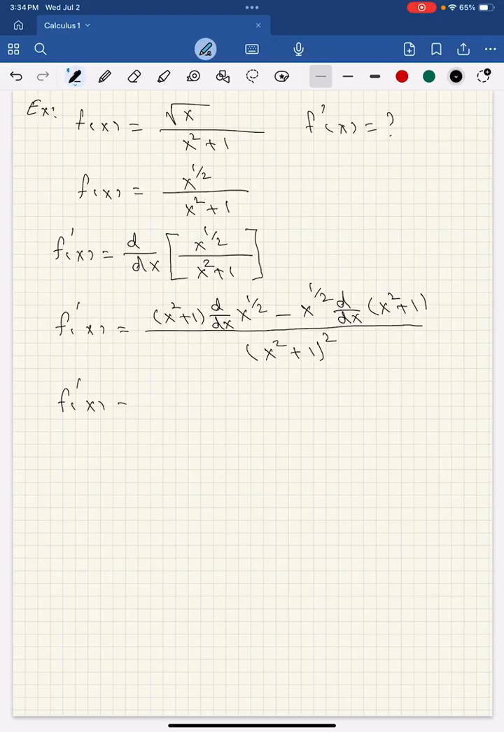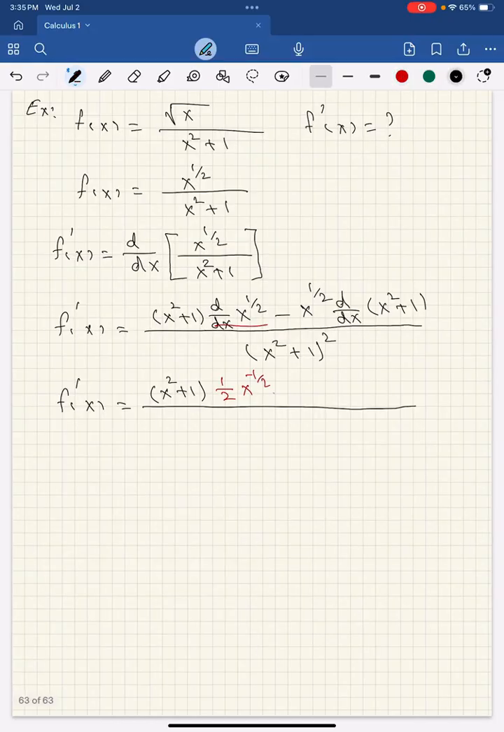f prime of x equals, I'll keep x squared plus 1, d dx of x to the power of 1/2. I did it a few times for you, I showed it in a few examples. It's 1/2 x to the power of negative 1/2. Minus, I'll keep x to the power of 1/2 and take the derivative of this part. The derivative of x squared is 2x and the derivative of 1 is 0.